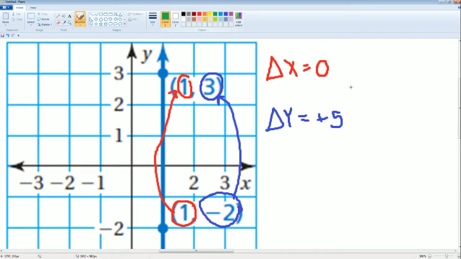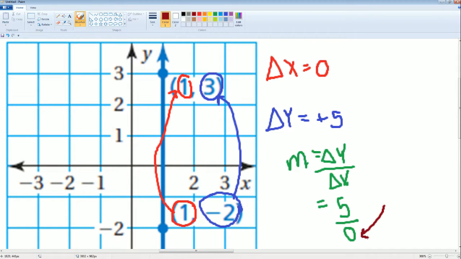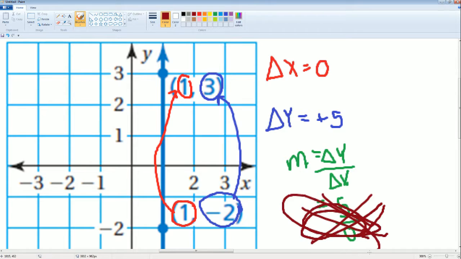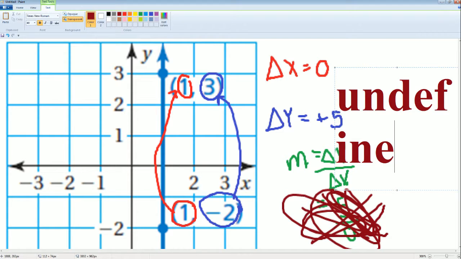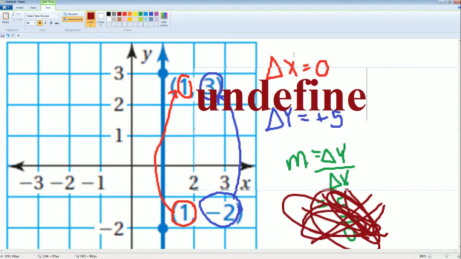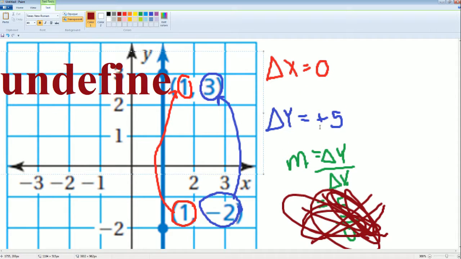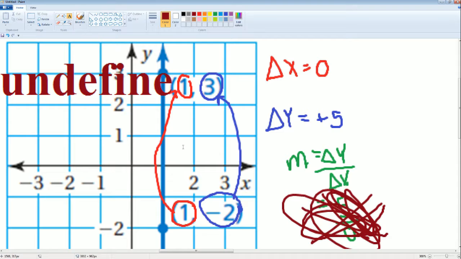Let's write the slope formula here. M is equal to delta y over delta x. Plug it in. Delta y is 5. Delta x is 0. Are we allowed to divide by 0? No. We call this undefined. We call this an undefined slope. When it's vertically up and down, we call that undefined.